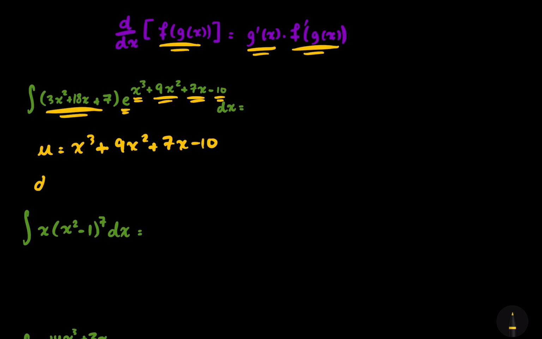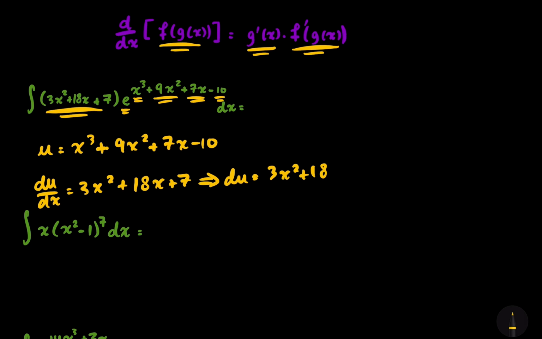And then let's go ahead and differentiate both sides with respect to x. We'll end up with 3x squared plus 18x plus 7. And then we multiply both sides by dx. We get du is equal to 3x squared plus 18x plus 7, and then we have dx over there, and it's multiplying the whole expression.